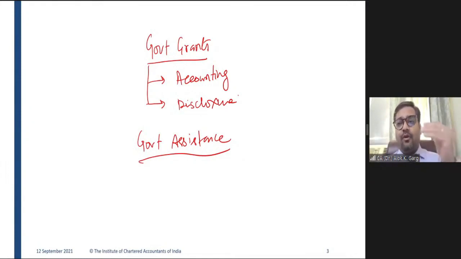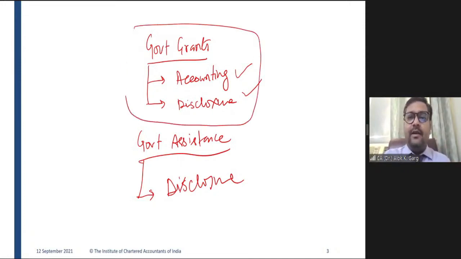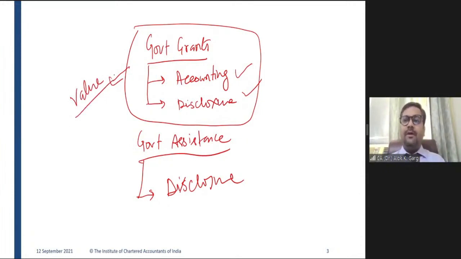Then what is the difference between government grant, where accounting and disclosure is there, and a government assistance, where the accounting is not given? So this standard does not talk about the accounting of government assistance. This standard only talks about the disclosure of government assistance. Okay. This government grant which we are talking about here has some value. Like the government has given a land free of cost, but the land has some value. Or the government has given a concession on the purchase of land. For example, the land is worth 50 lakhs, but the government has given a concession of 20 lakhs. So it means 20 lakh is a government grant.